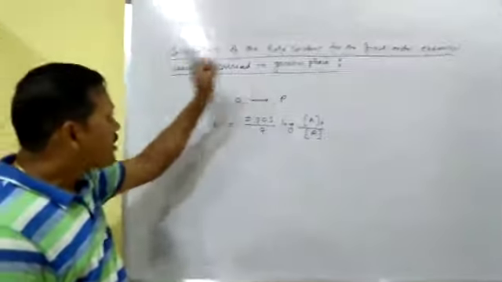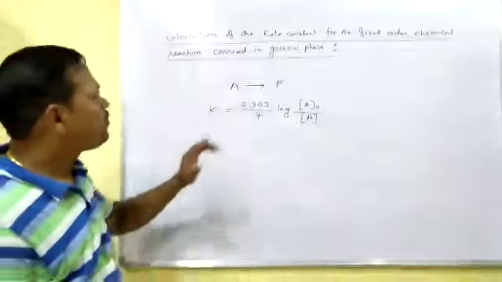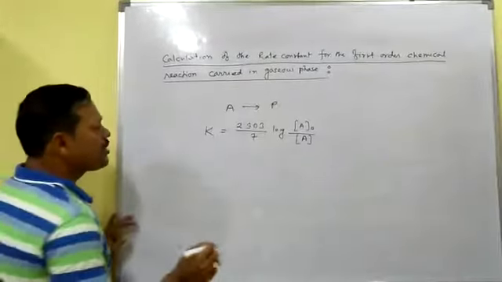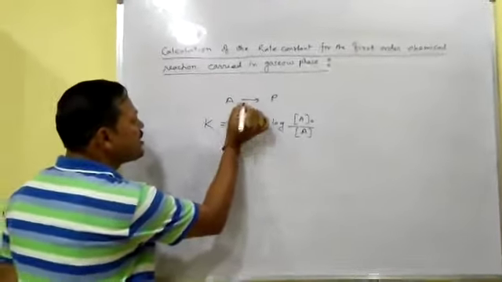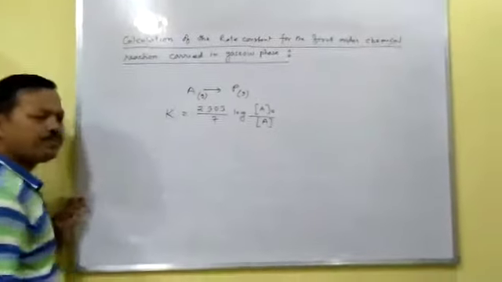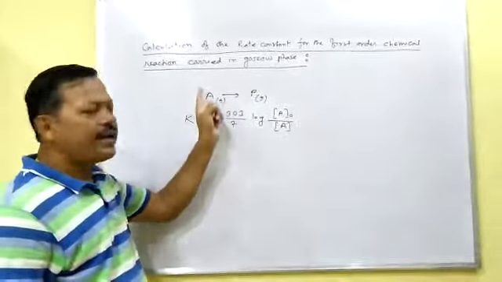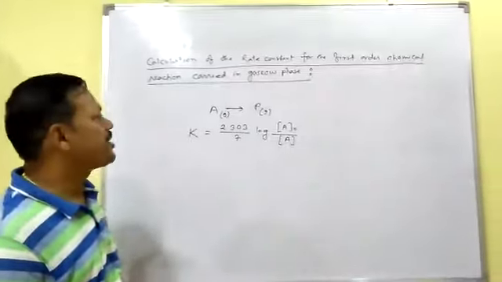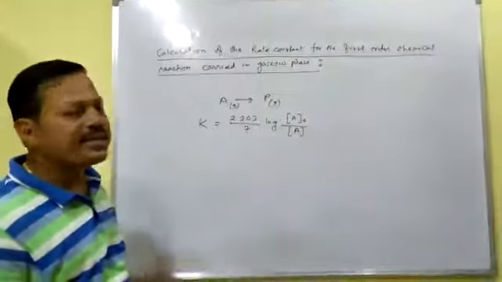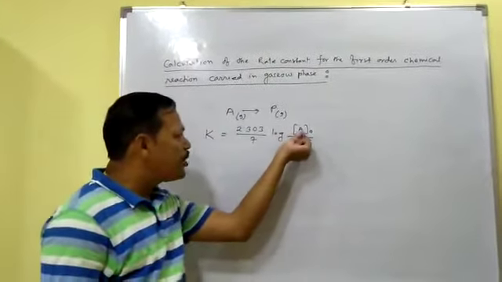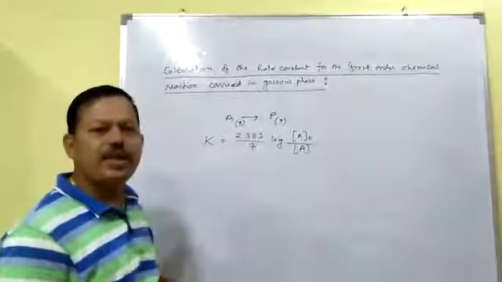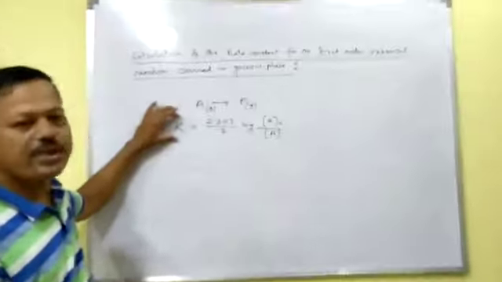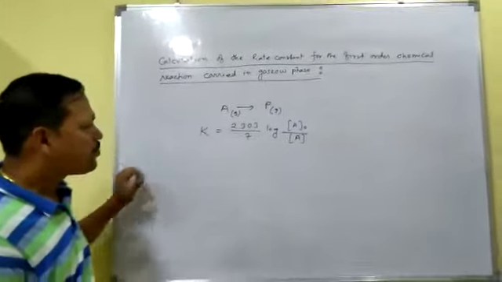Now this is another calculation of rate constant in which the reaction is carried out in gaseous phase. Suppose A is gas, the product is also gas. If all the reactants and all the products are in gaseous state, then the reaction is called a gaseous phase reaction. In this type of reaction, instead of using concentration, we can use pressure also. I mean, by using pressure also, we can determine the rate constant of a first order reaction.